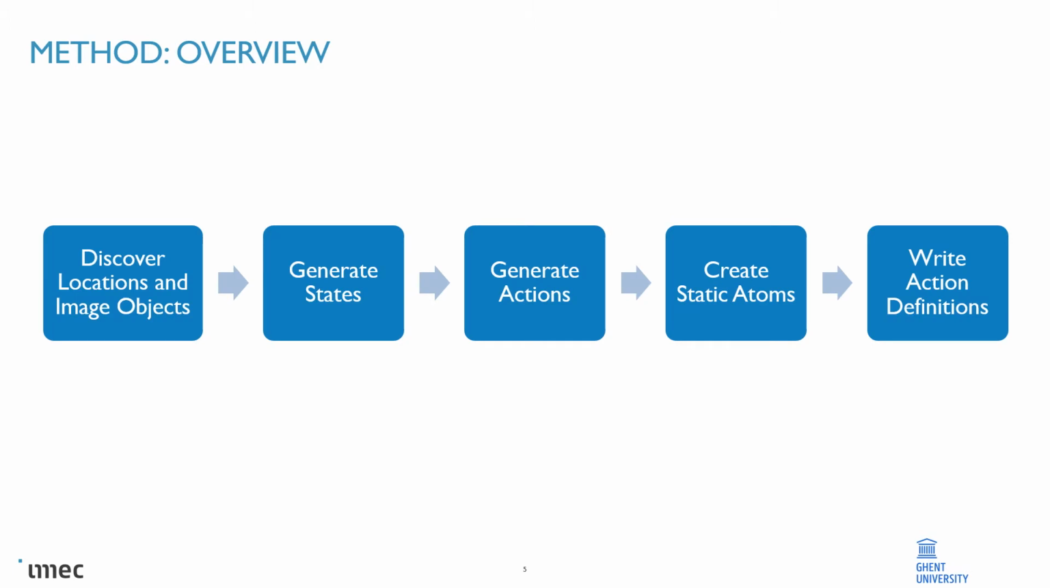Our work starts by discovering the locations that change value and what values those locations can have. This information is used to generate a PDDL-defined state of each of the images. This enables grounded actions and static atoms to be created, which are then finally transformed into action definitions.